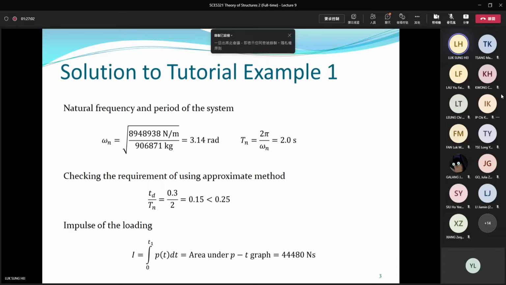Period. You may start from frequency. Frequency omega n, natural frequency. By definition, it is equal to square root k over m. Be careful about the unit. Use standard units in the calculations: Newton per meter for stiffness, kg for mass. I use standard units here. You have to make sure that the units are consistent with each other. And then we found that the frequency is equal to 3.14 radian per second. Period equals 2 pi over frequency. So 2 seconds.